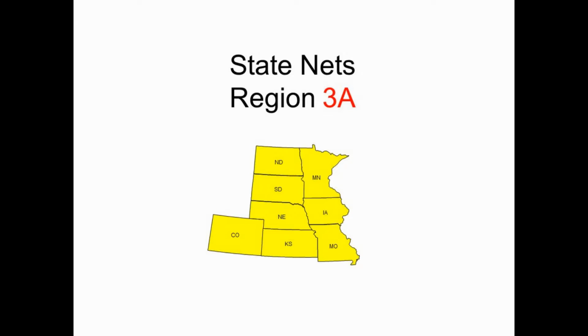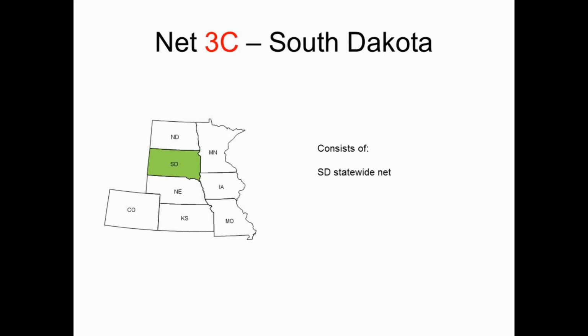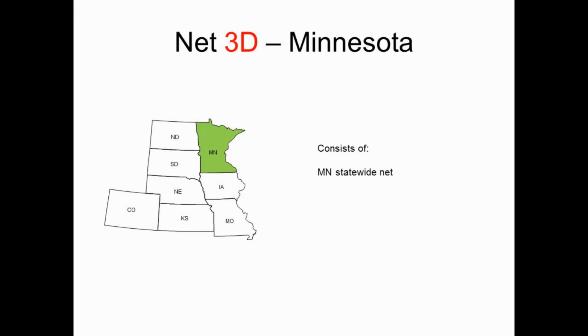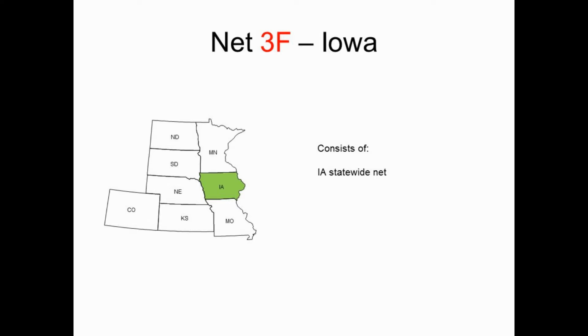The 3 Alpha region is comprised of Colorado, North Dakota, South Dakota, Nebraska, Kansas, Minnesota, Iowa, and Missouri. The 3 Bravo net is a North Dakota state net. The 3 Charlie net is the South Dakota state net. The 3 Delta net is the Minnesota state net. The 3 Echo net is the Nebraska state net. The 3 Foxtrot net is the Iowa state net.